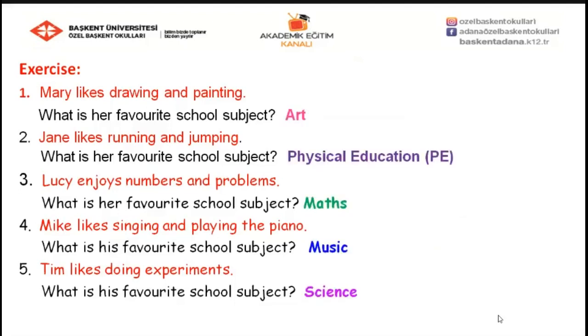Okay, can we say that for the first question? Mary likes drawing and painting. What is her favorite school subject? We can say art. Jane likes running and jumping. What is her favorite school subject? Physical education, PE. Lucy enjoys numbers and problems. What is her favorite school subject? Maths. Mike likes singing and playing the piano. What is his favorite school subject? Music. Tim likes doing experiments. What is his favorite school subject? Science.